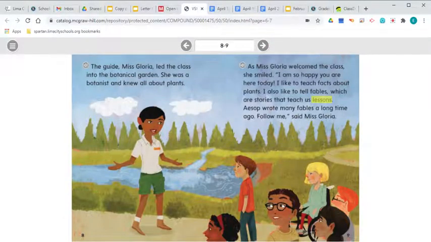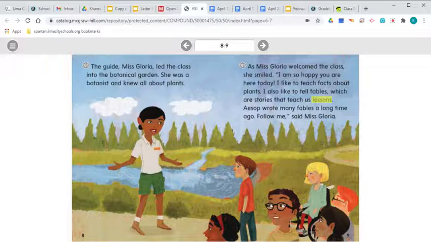The guide, Miss Gloria, led the children into the botanical garden. She was a botanist and knew all about plants. Now, here's the word botanist. When I come across an unknown word, it's important to stop and figure out what it means. So, what does botanical and botanical gardens mean? What can be found in this garden? I think since it's a botanical garden, it contains plants, so maybe a botanist is someone who is a scientist that studies plants.